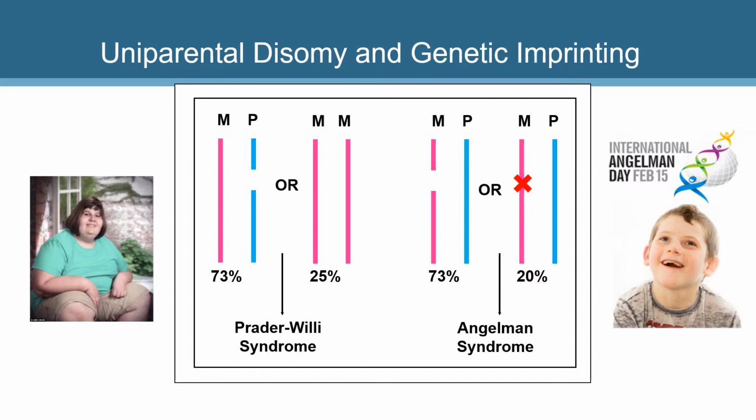Uniparental disomy occurs when the offspring receives all or part of the genetic material for a given chromosome from only one parent. This can occur from a type of non-disjunction in both egg and sperm that results in a normal copy number, but one in which both copies come from one parent.